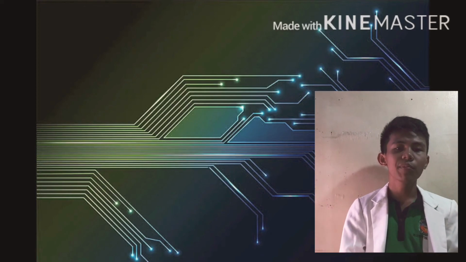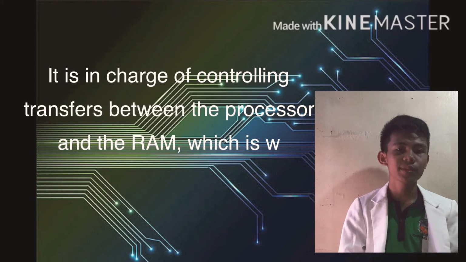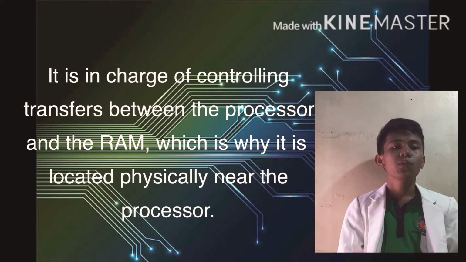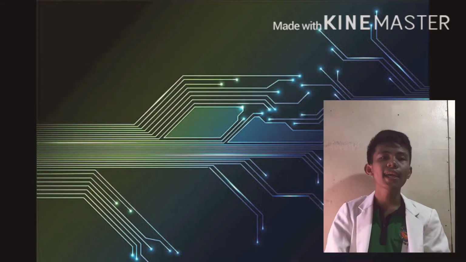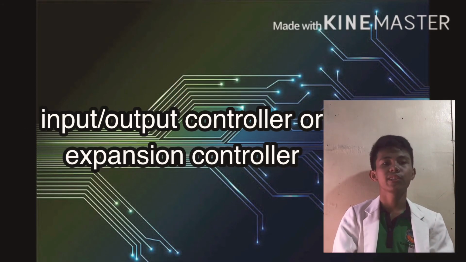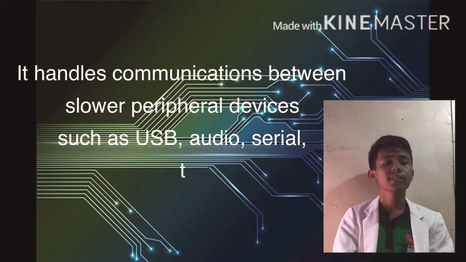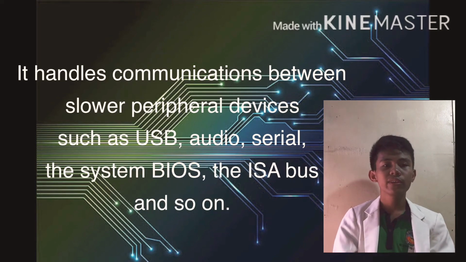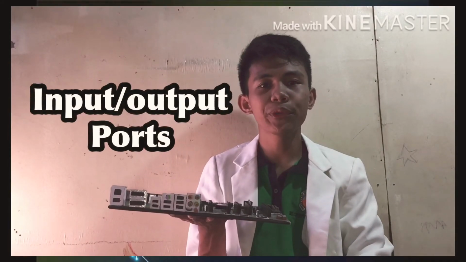The North Bridge is also the memory controller. It is in charge of controlling transfers between the processor and the RAM, which is why it is located physically near the processor. Second is the South Bridge, also called the input-output controller or expansion controller. It handles communication between slower peripheral devices such as USB, audio, serial, the system BIOS, the ISA bus, and so on.